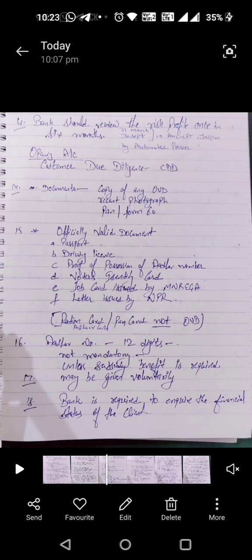Aadhaar number is a 12-digit number. It is not mandatory unless some subsidy benefits are to be taken from the government. It can be given by the customer voluntarily. Bank is required to inquire the financial status of the client, not for the family, only for the client.